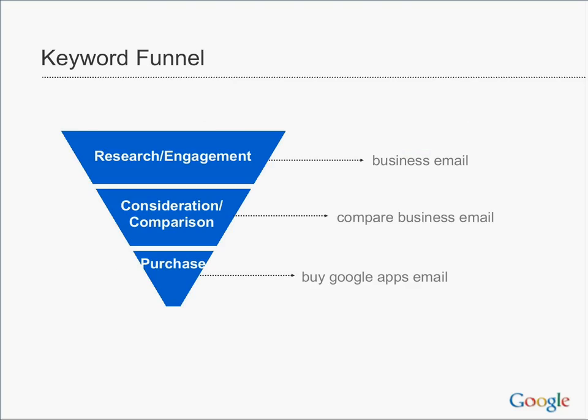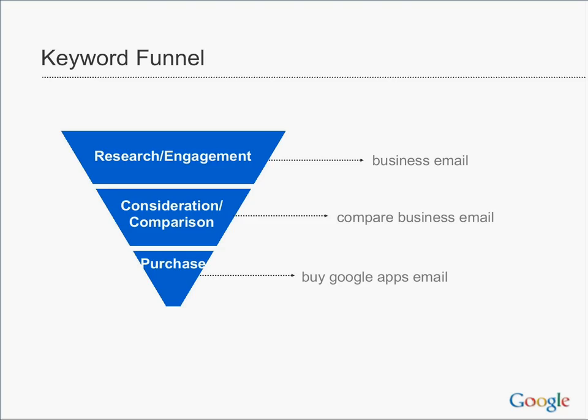When choosing your keywords, you want to keep in mind that customers search differently in different stages of the buying cycle. This is going to be especially relevant to Google Apps because there's often a longer buying cycle than there is with some other products. So if a customer is in the research stage of the buying cycle, he or she might type in a more general keyword such as business email. Then as they move down the funnel to the consideration and comparison phase, they're going to search on keywords such as compare business email or maybe even review business email.